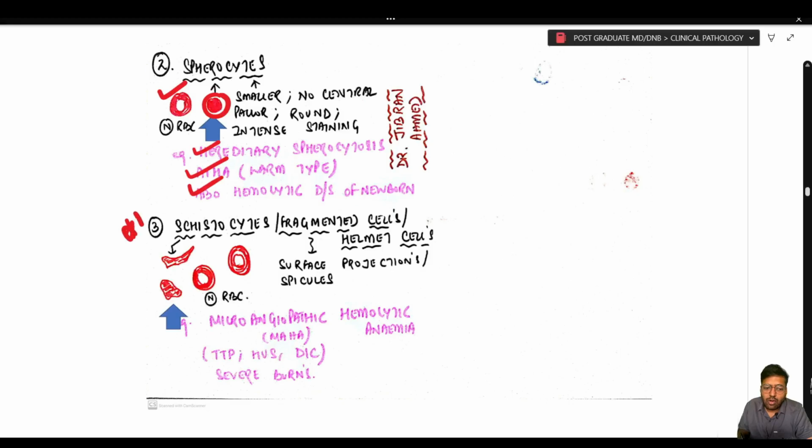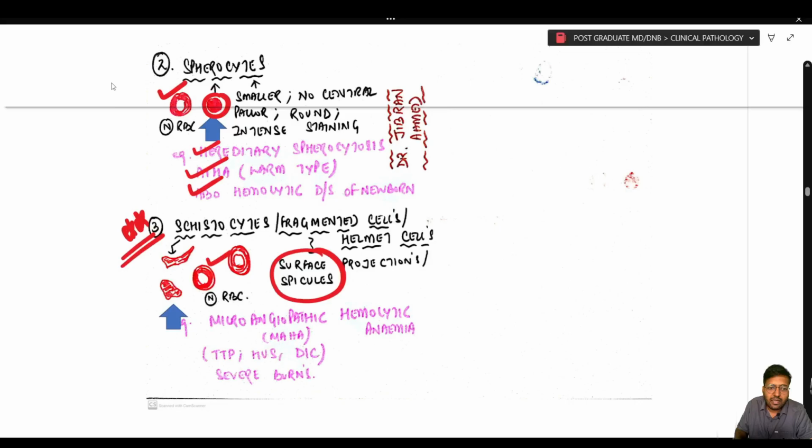Then we have what is called the presence of schistocytes. The schistocytes are also called fragmented cells or helmet cells. Why fragmented? Because they have surface spicules or projections. So you can see over here the schistocytes as if they have been fragmented. This is a normal RBC, you can see, and these are the fragmented RBCs that we can appreciate over here. Let me just change into some other color, so you might be able to appreciate that better.